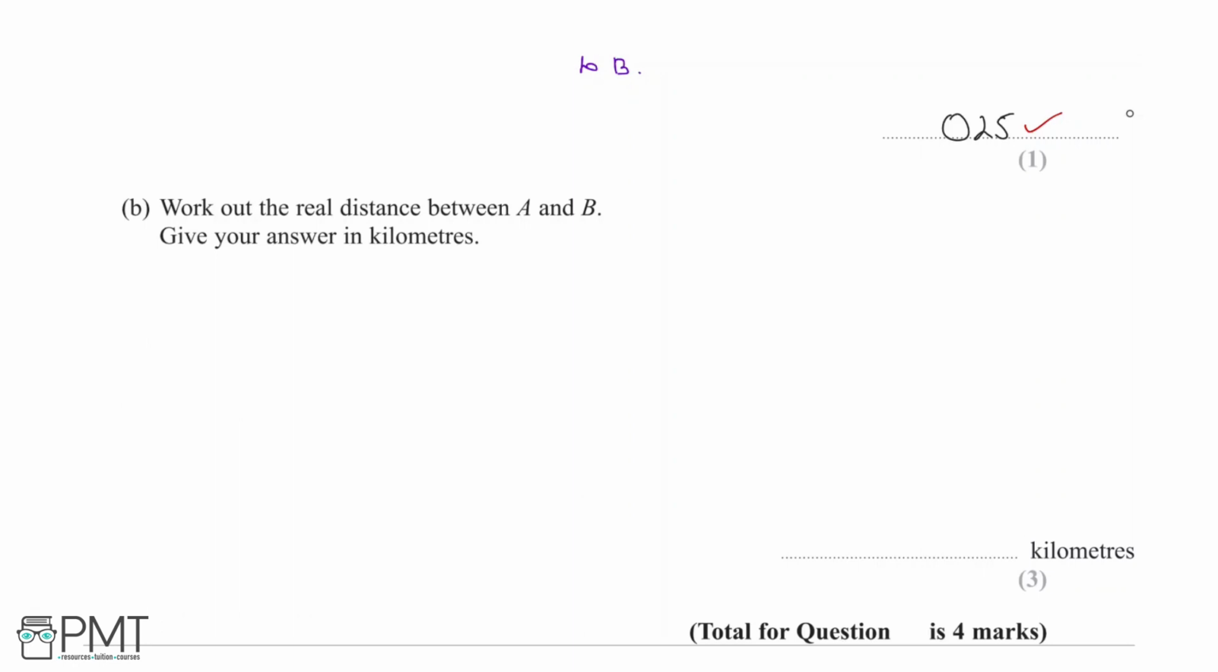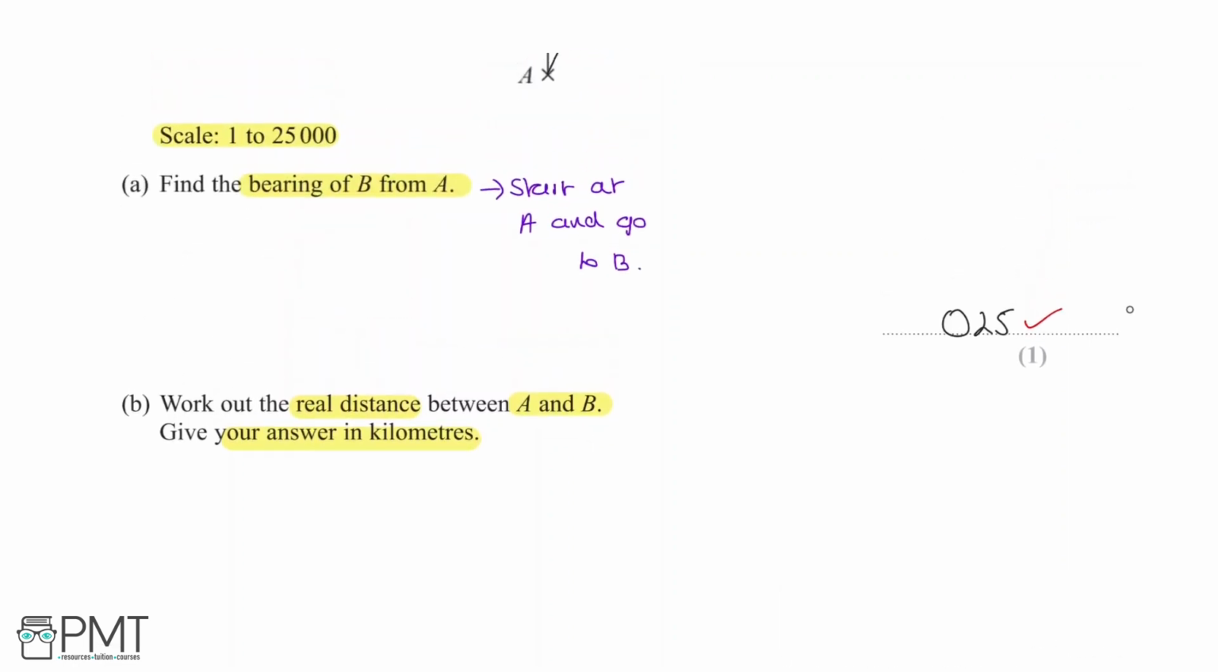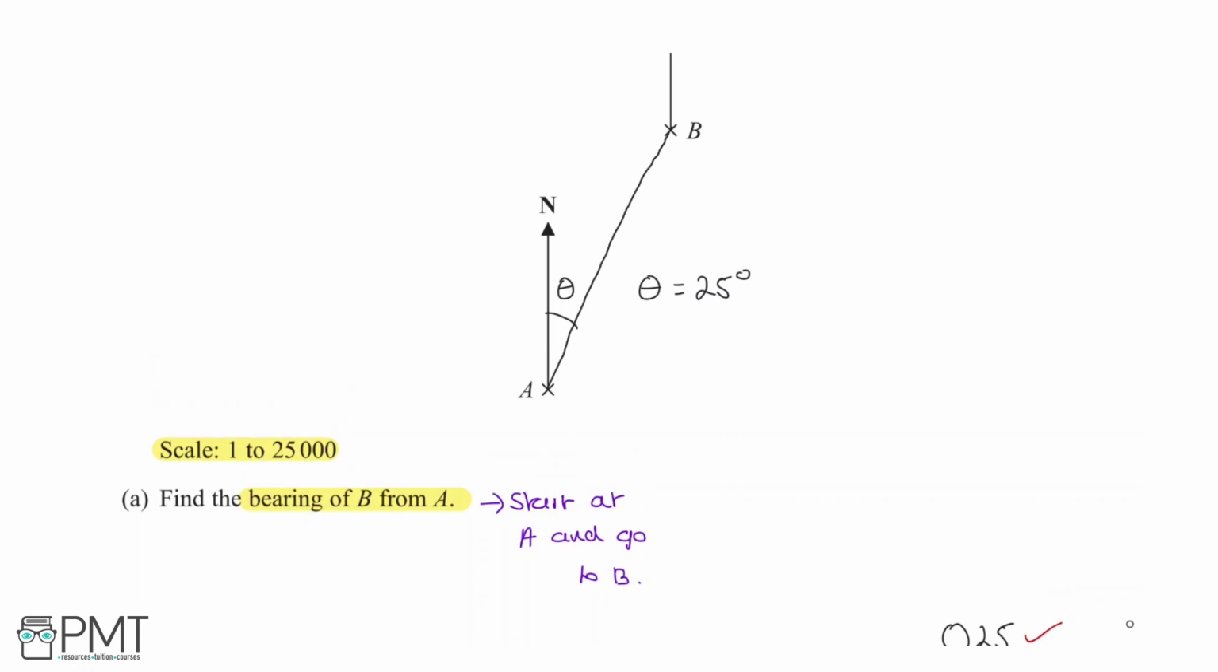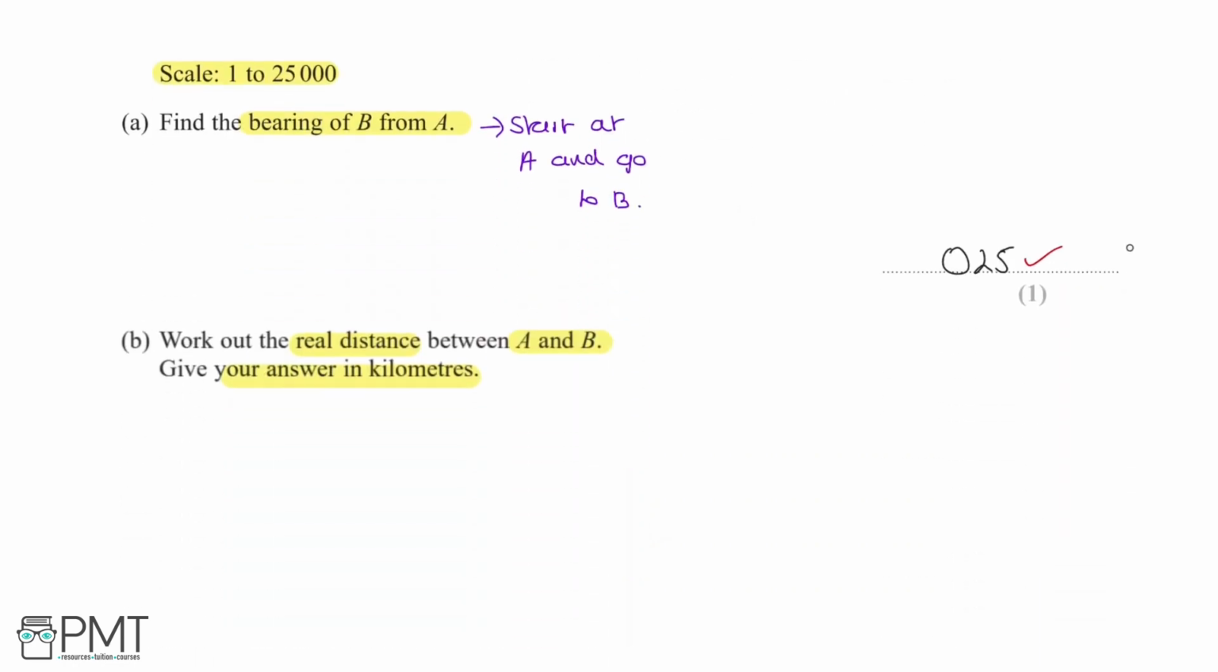Part B has asked us to work out the real distance between A and B, and we have to give our answer in kilometers for 3 marks. To do this we need to start with a measurement of A to B on our paper. I measured this, and it is 5 centimeters, so length AB equals 5 centimeters. Now to convert 5 centimeters using our scale, we have to set up a ratio. I'm going to say 1 maps to 25,000.